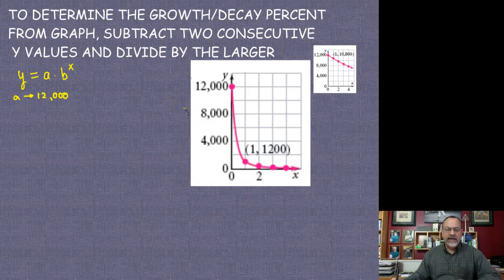Now, in order to find the decay percent, I'll need to subtract the two y values here and then divide by the original one or the larger one here. So I have a y value of 12,000, so if I take 12,000 minus this y value I see right here that they have labeled for me is 1,200. So if I take that and then I divide it by 12,000, that's going to give me my decay percent. When I do that, I get a percent of 0.9, or that would be 90% if I changed it. Now I want to leave it as a decimal.